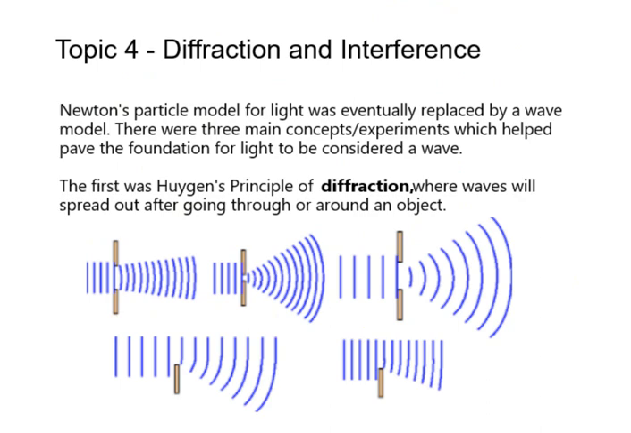Does that make sense? We still get shadows sometimes, right? A shadow is where it's really blocked. So there's a shadow right here. This is a shadow area where light couldn't get through. But it does have the ability to go around corners.